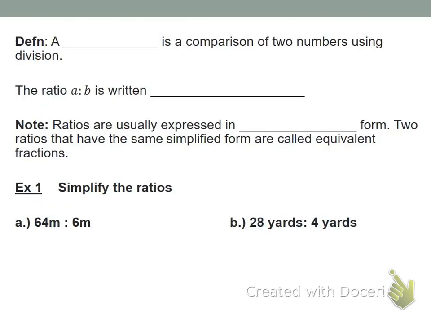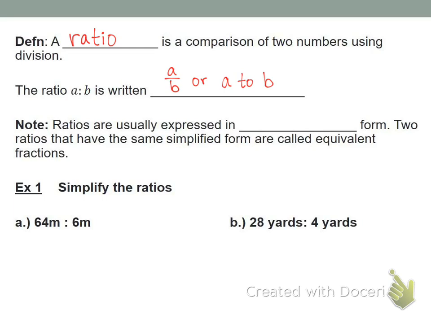All right, a ratio is a comparison of two numbers using division. The ratio A colon B is written A over B, or you could use words to write it A to B. A and B representing those numbers. So there are really 3 different ways you can write ratios. With the colon, like they showed, with a fraction, or with words.